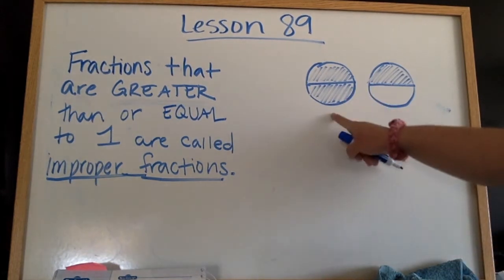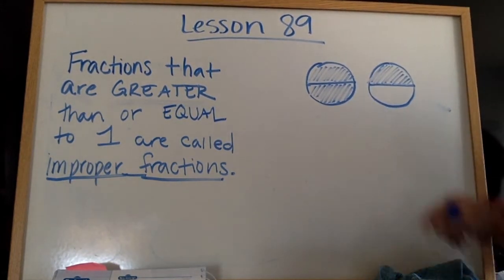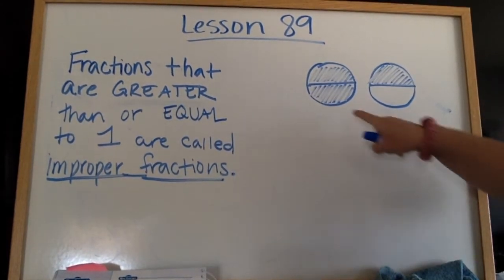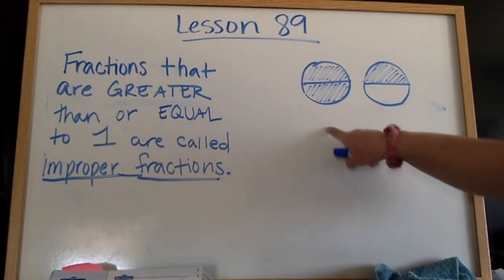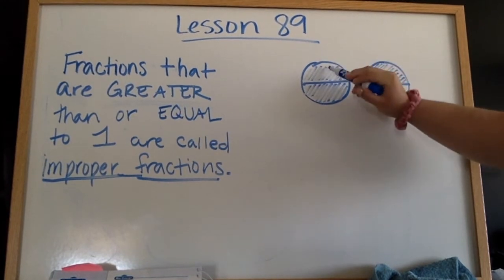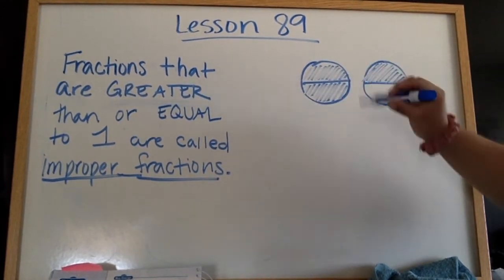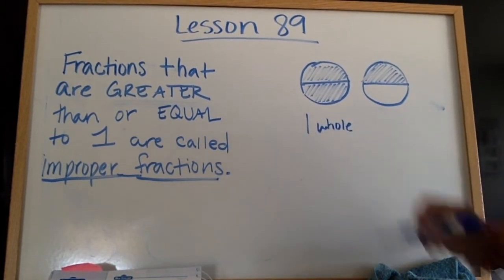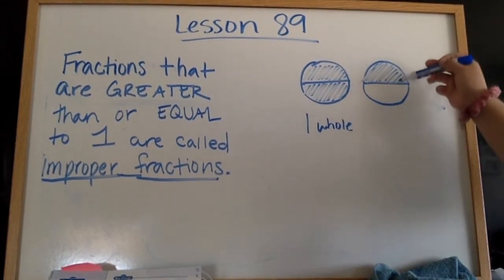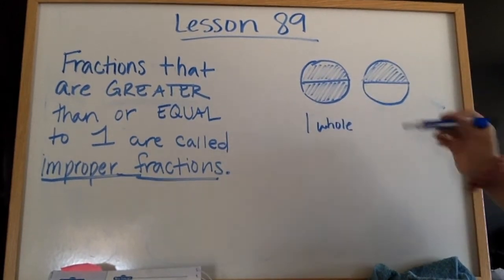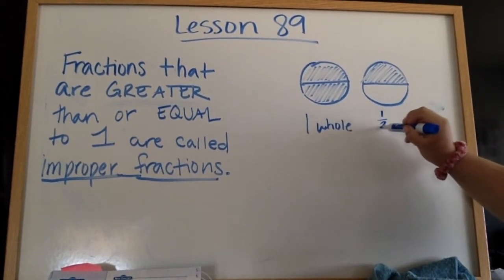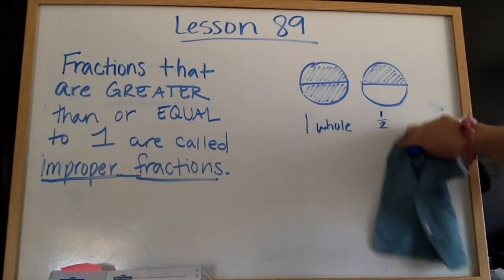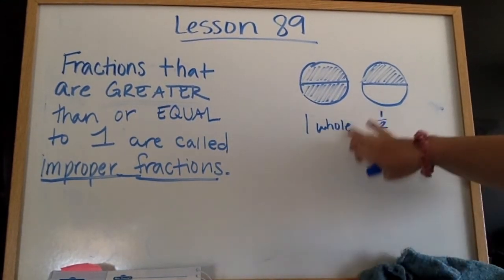So if you look over here at this picture on the right, I have two whole circles, right? Or two circles, excuse me. This first one is one whole circle that's shaded, okay? So I've got a half, and that makes a whole. So I've got one whole here. And then over here, I have just half of it shaded. So I've got half of a circle. I'm just going to write half right there.